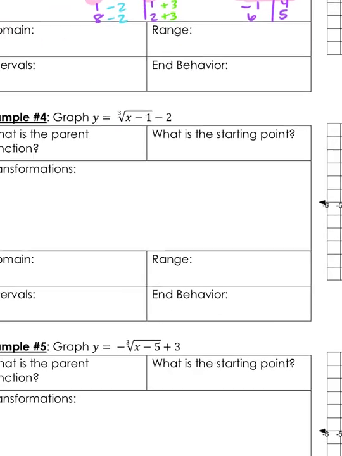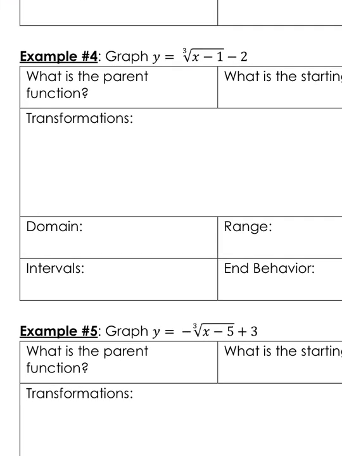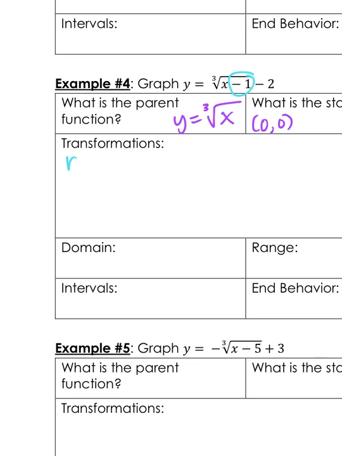All right, let's try again. So my parent function, y equals the cubed root of x, starting at 0, 0. Transformations: inside the radical, I've got -1. We do the opposite, so that's going to go right 1. Then on the end, I've got -2, so that's going to go down 2.